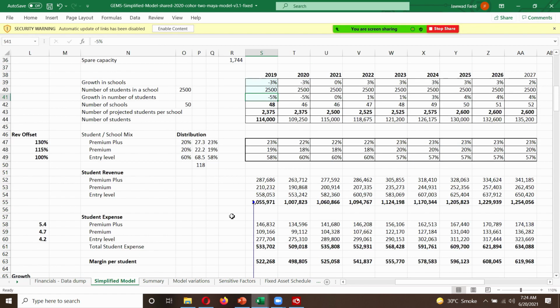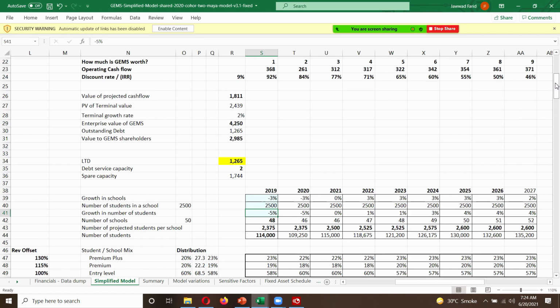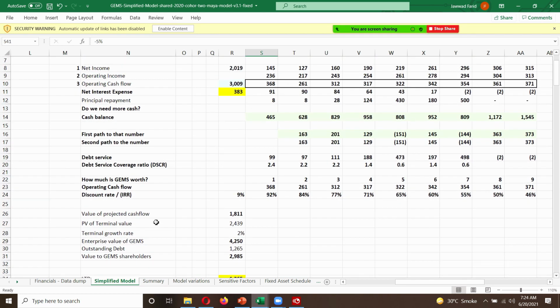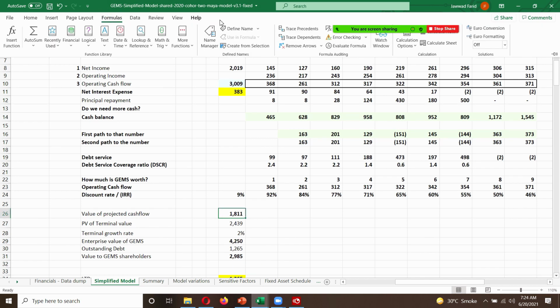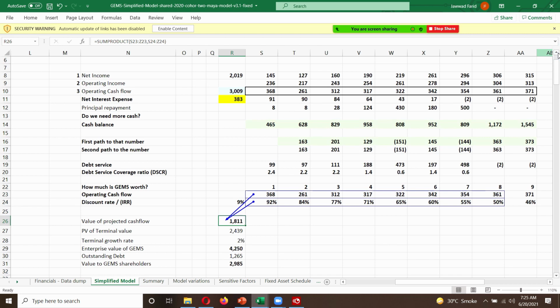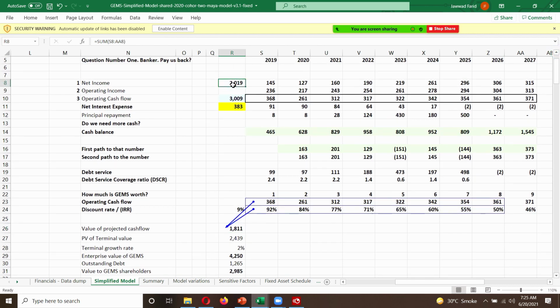If I go back to the valuation model, if you see the value of projected cash flow, this 1.811 million, this comes from these values here. So you're looking at essentially 2019, 2021, all the way up to 2026. So I've taken these and I'm taking a present value of these factors.